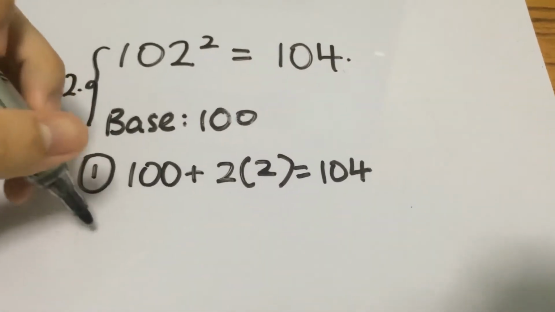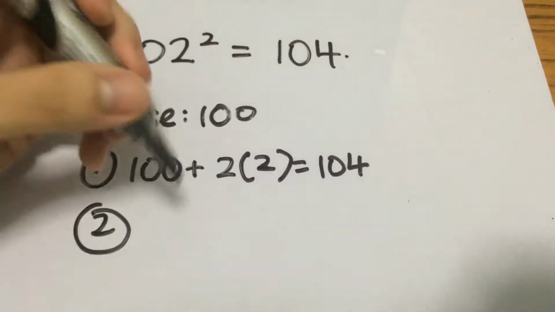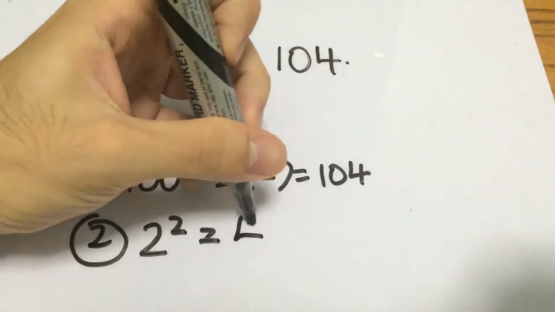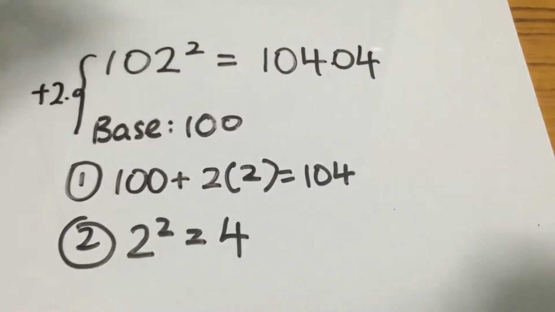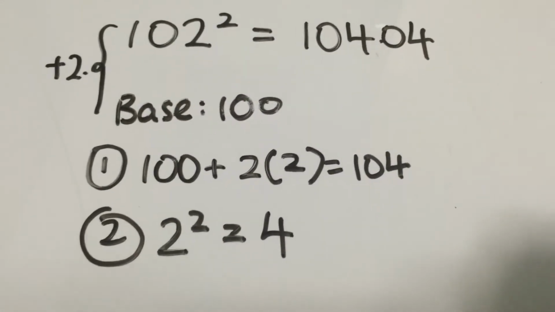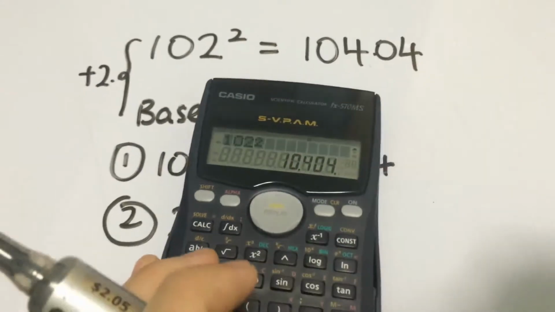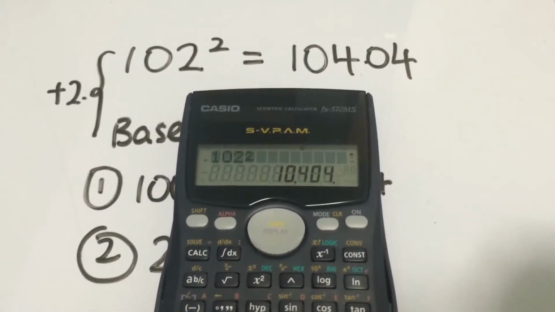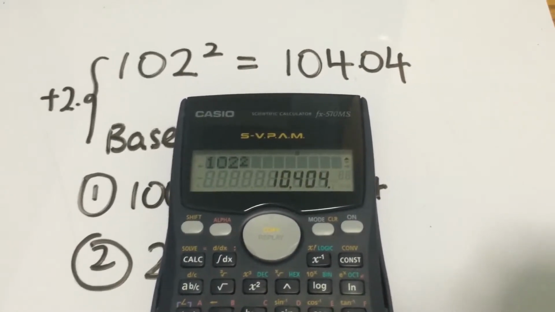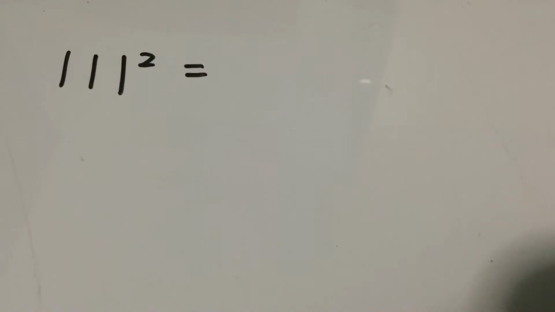What we need to do next is square the difference. That will be 2 squared, which gives you 4. And here is my final answer: 102 squared gives you 104.04. So here's the answer to the question itself. 102 squared is 104.04.